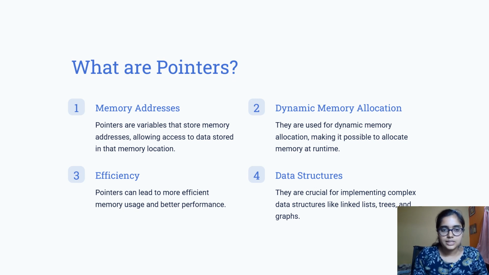Now let's learn some basics related to pointers. First is memory address. These are variables that store memory addresses, allowing access to data stored in the memory location. And second is dynamic memory allocation. They are used for dynamic memory allocation, making it possible to allocate memory at runtime. Third is efficiency. Pointers can lead to more efficient memory usage and better performance. And fourth is data structure. They are crucial for implementing complex data structures like linked lists, trees, and graphs.